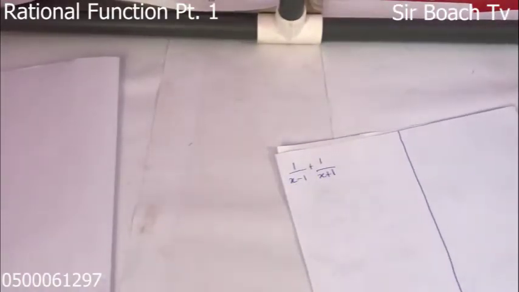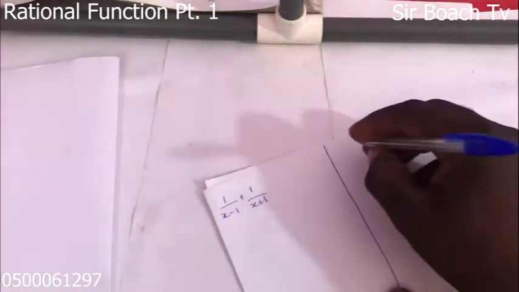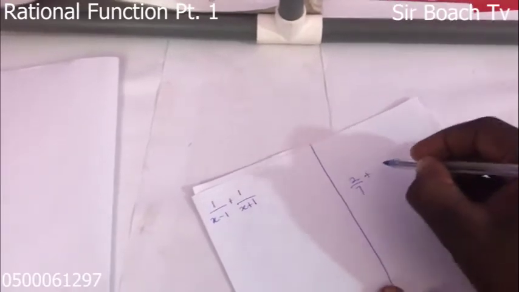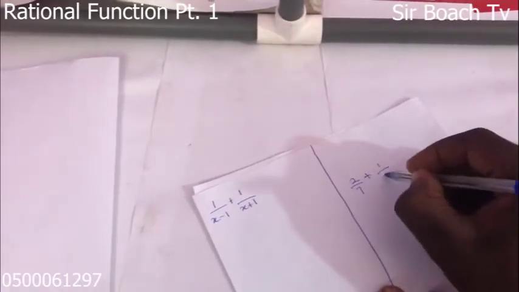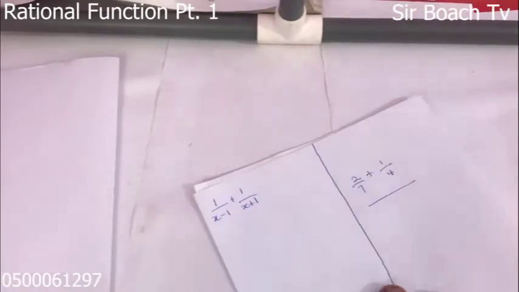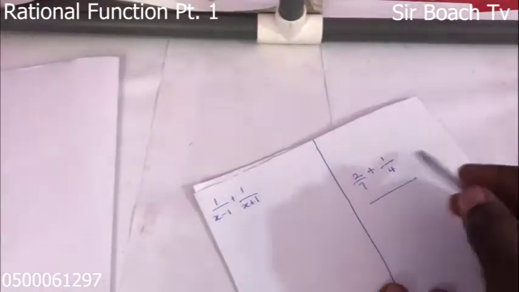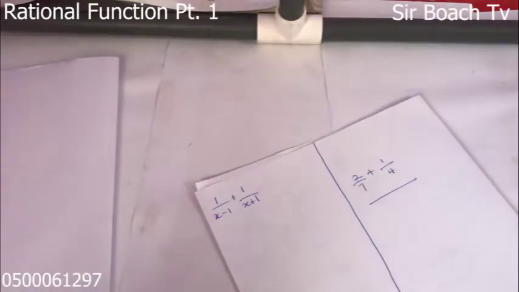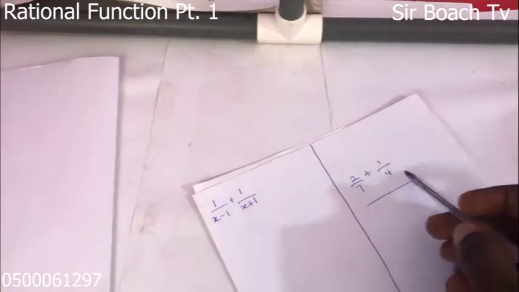Now with this one, we'll just find the LCM of these two. Someone will ask, we have x minus 1 and x plus 1, how can we find the LCM? We can find it the same way as if we had 2 over 7 plus, let's say, 1 over 4. If we want the LCM of this, we can just multiply the denominators and that will be our LCM, right? So this one too, we'll find the LCM the same way, we multiply this and this.